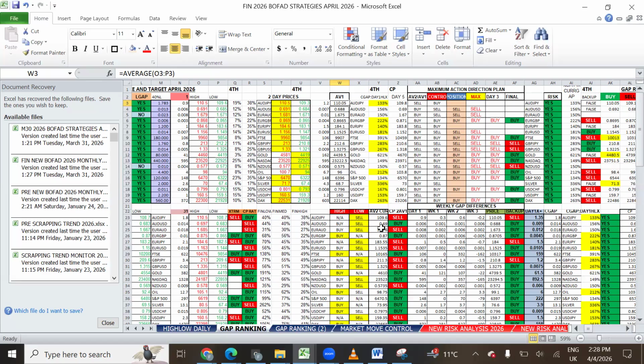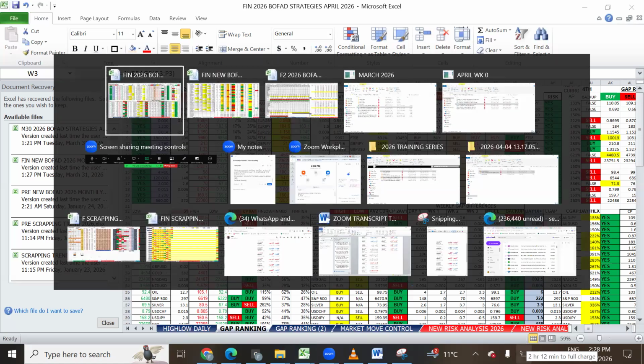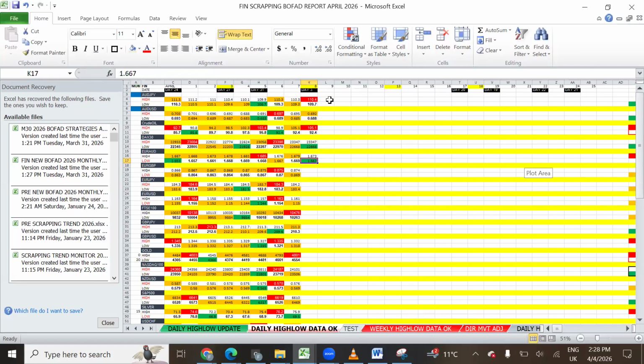So let me show you an example of that. Where do we get the information to use? We are going to go to the scrapping report. Remember I told you that the scrapping report is updated daily. So let me show you where we get that information from the scrapping report. So look at AUDJPY.